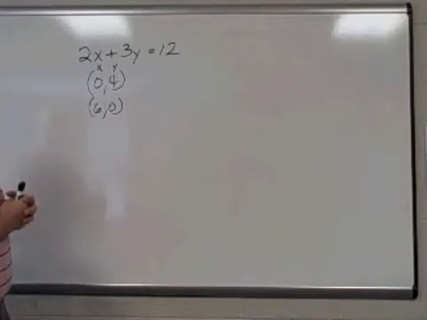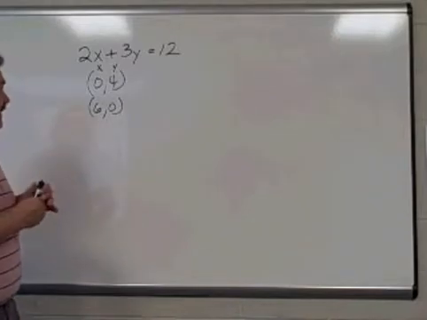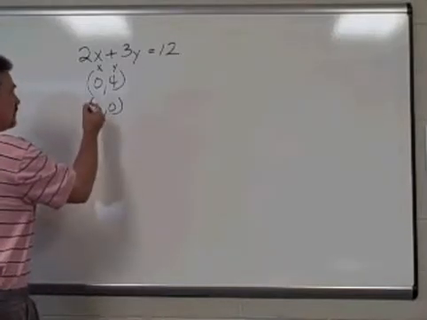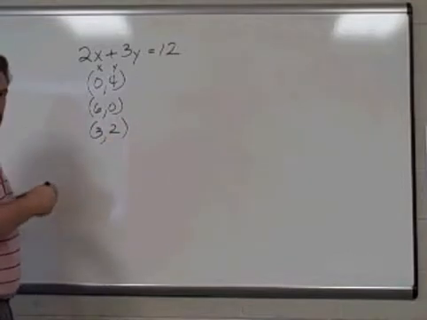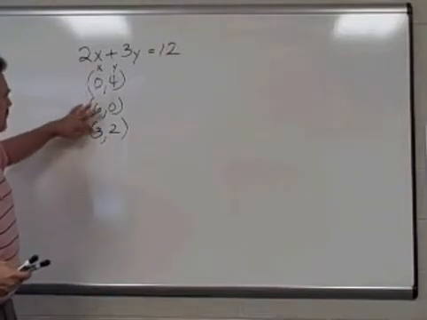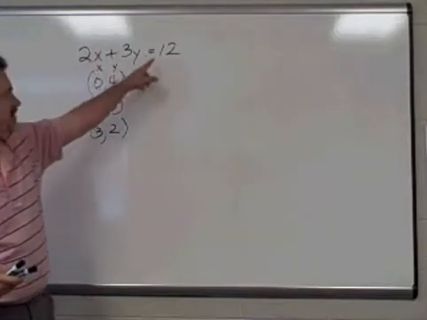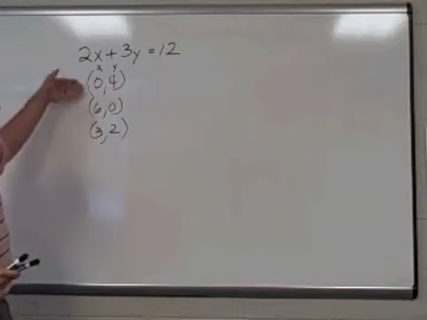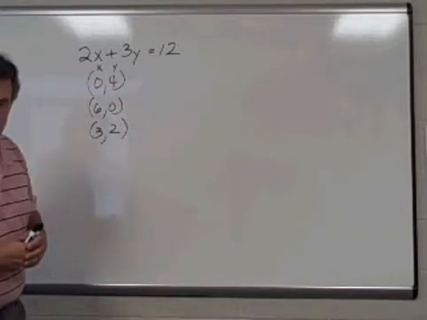Now, we might ask ourselves the question, would there be more solutions? And the answer is yes. What if we let x be 3 and we let y be 2? 2 times 3 would be 6, plus 3 times 2 would be 6. 6 and 6 is 12. And we've now found 3 solutions to this linear equation in two variables.